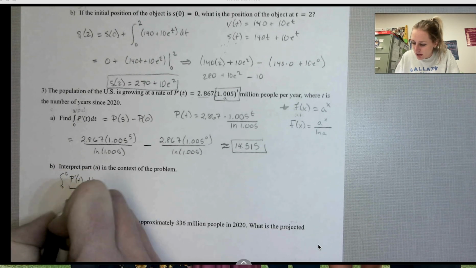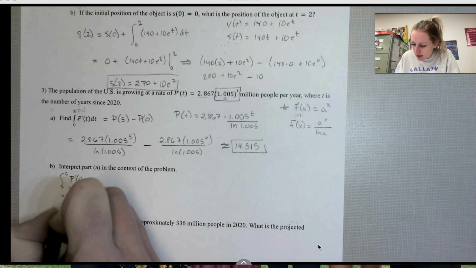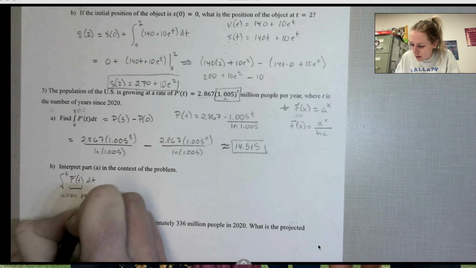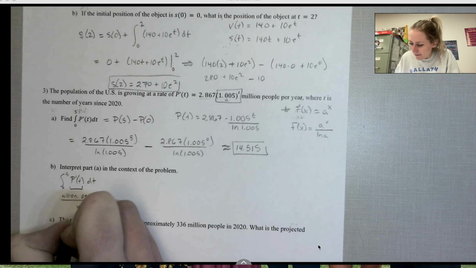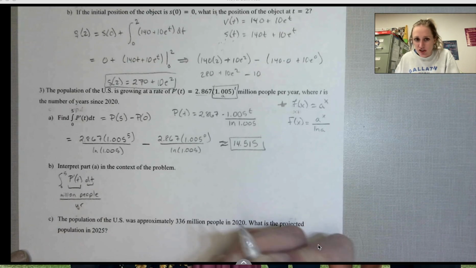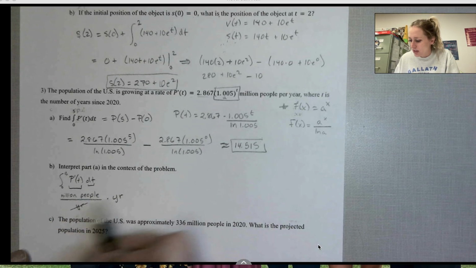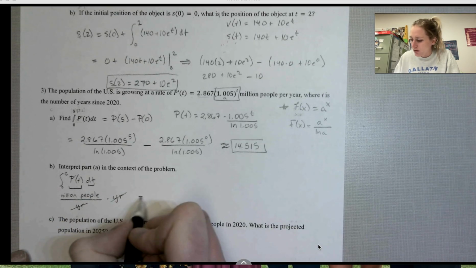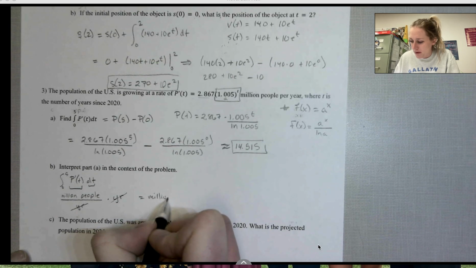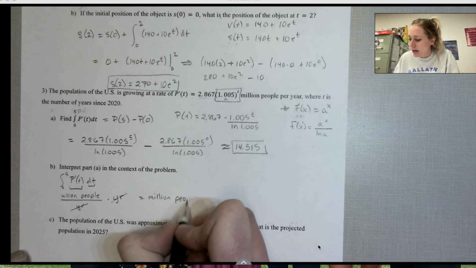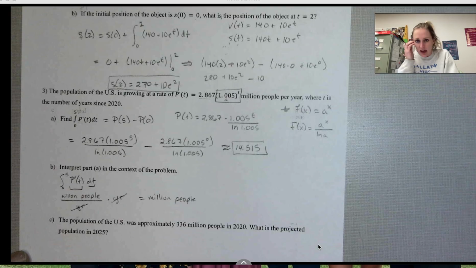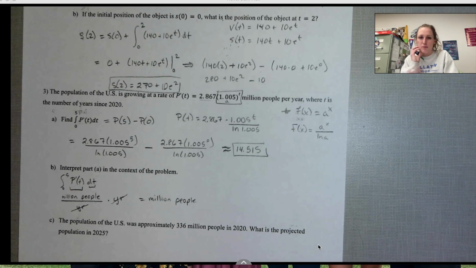The units here are million people per year, right? And then t, the change in time, is years, right? So years is going to cancel, and we're going to just be left with million of people. So that's our unit for this number, okay, is 14.515 million people.